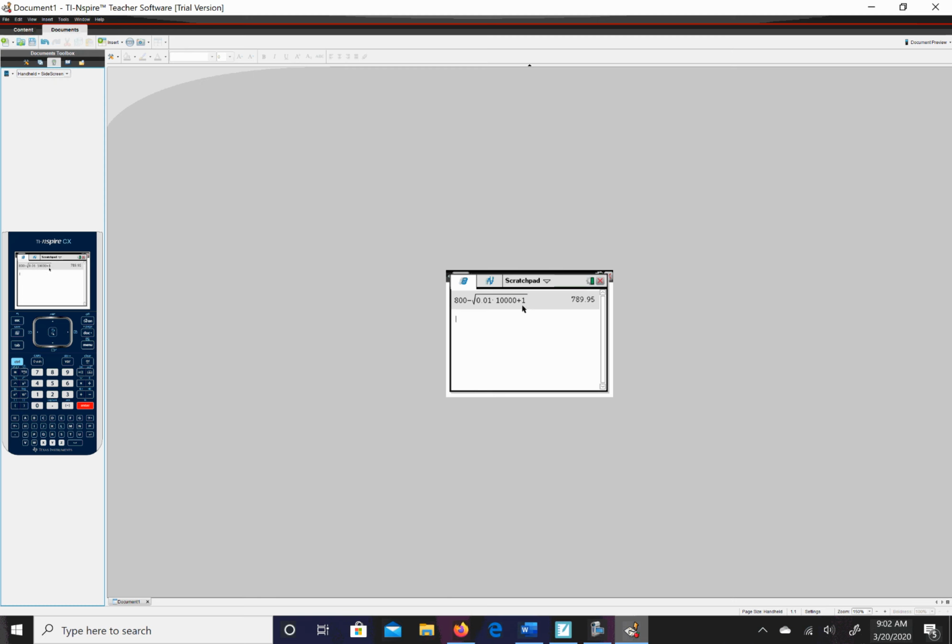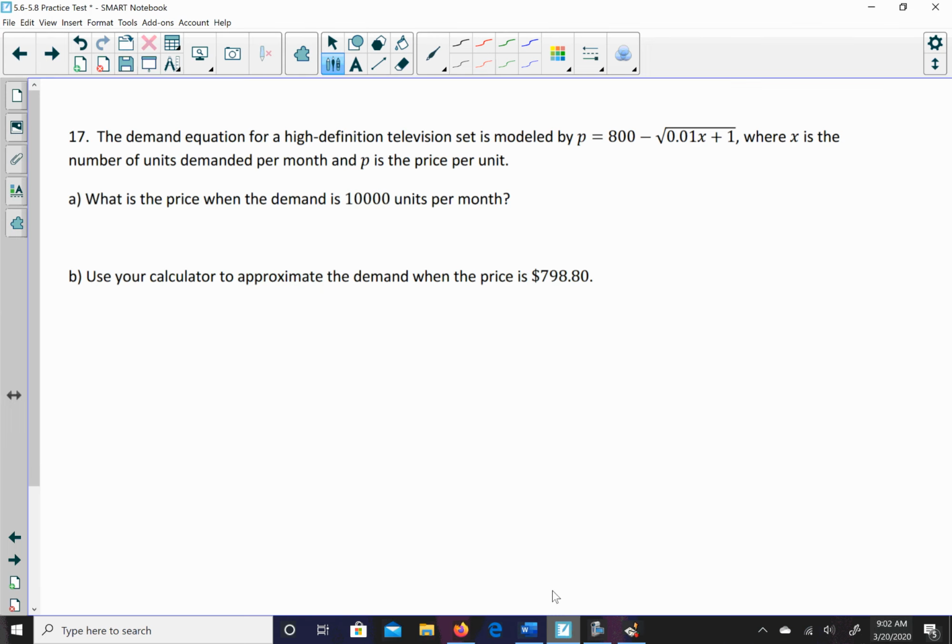So I took out my calculator, I put that in, I used 10,000 for my x, and I end up with $789.95. So that's the answer. Remember, don't forget your units. Since it's money, it must be rounded to the proper decimal place. Then it says use your calculator to approximate the demand when the price is $798.